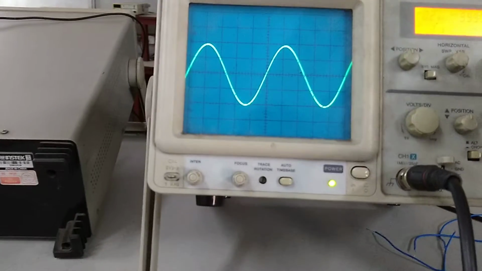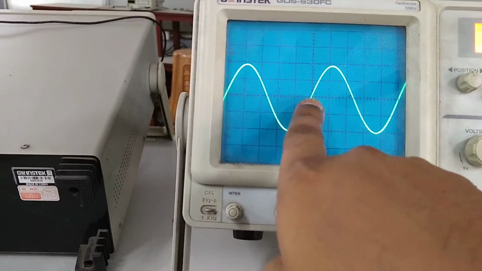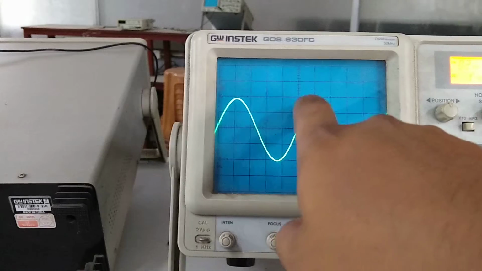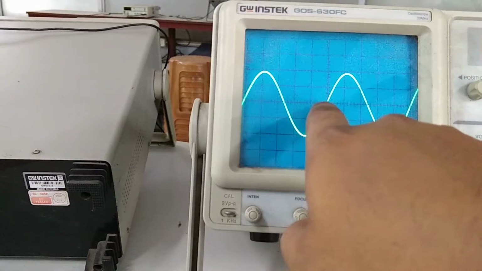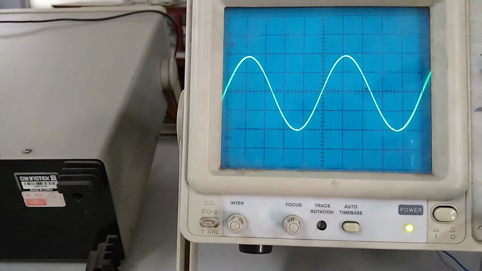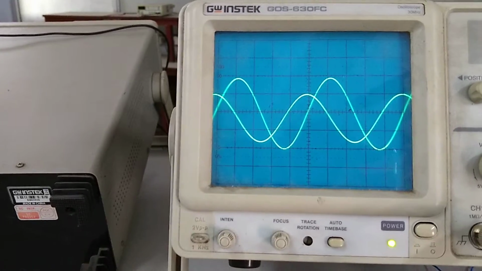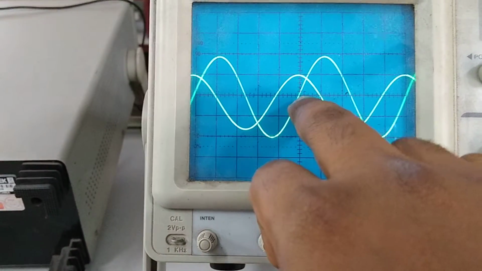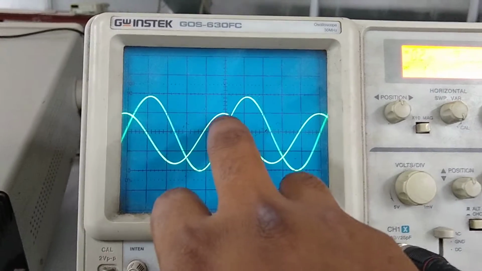See, if I analyze the input signal first, suppose this is the starting point of my input signal. So sine 0 is 0. Starting from 0, we are taking this portion of the signal as input. Now if we apply the output here, see the output. This was the starting point of my input, sine 0, starting from 0, and the output is starting from 1.